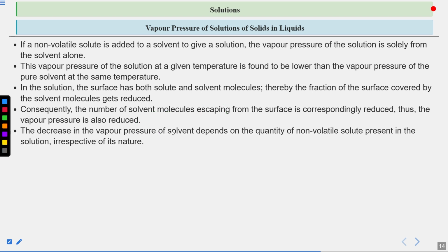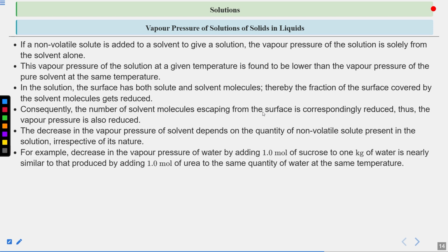Now, the decrease in vapor pressure of the solvent depends upon the amount of non-volatile solute that we are adding. The more solute, the less will be the vapor pressure, as more and more surface sites will be occupied by the solute particles. And this lowering is independent of the nature of the solid particle we are taking, as long as it is non-volatile.